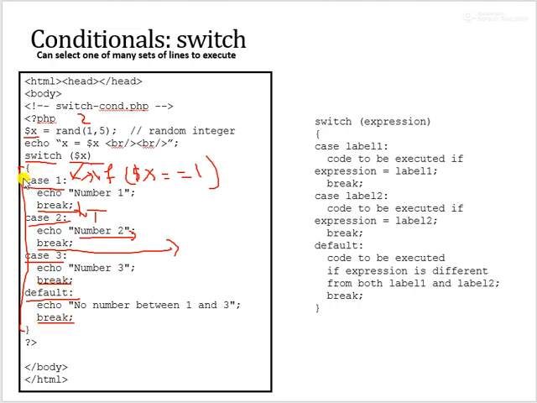And if none of the cases is true, like if x is, let's suppose, 5, so x is not equal to 1, x is not equal to 2, x is not equal to 3, then default will be executed. Default is executed if none of the cases is true, and default should always be the last case. And this is about the switch statement.